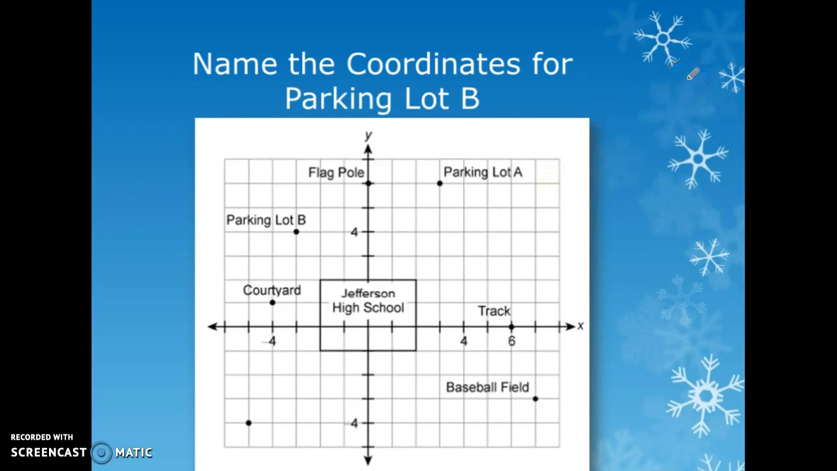If I want to name the coordinate for parking lot B, kind of using what we just did in the previous slide, here's parking lot B. So think about what those coordinates would be. Starting from the origin, counting left 3 spots, up 1, 2, 3, 4. This would be then the coordinate (-3, 4).